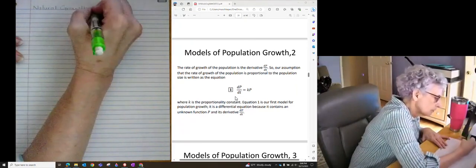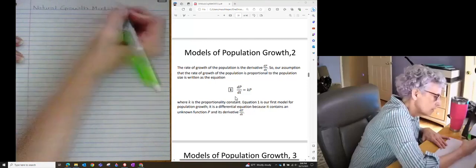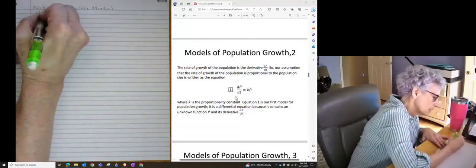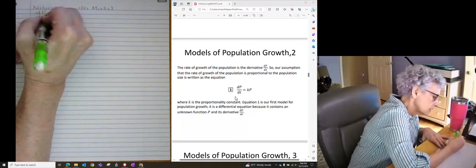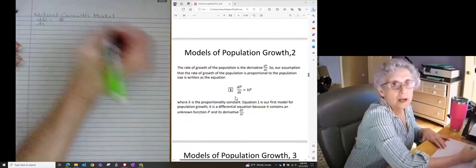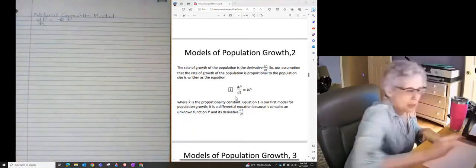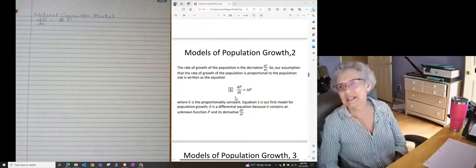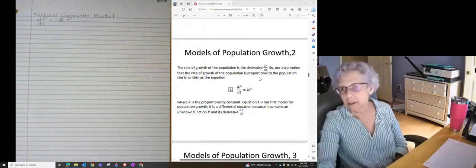Natural growth model where dP/dt is equal to some constant k, proportionality constant, times the population.